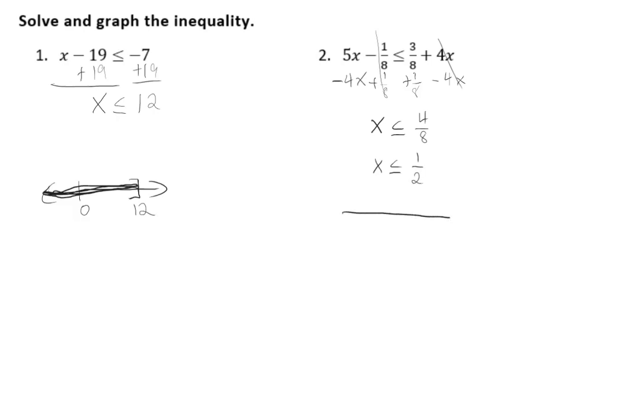And so to graph that, here's 0, here's 1, 1/2 would be in the middle of it, and we would put a bracket there and shade left. Oops, I'm a little wide. And so that's where 1/2 would be. All right, let's look at another example.